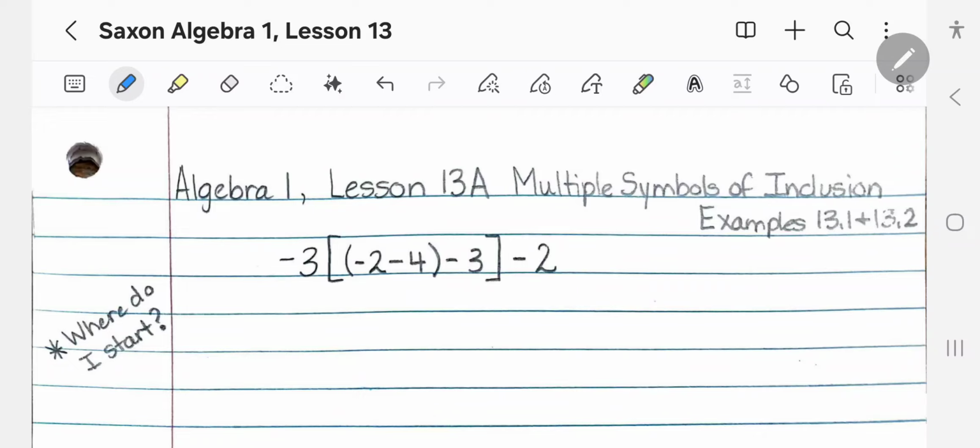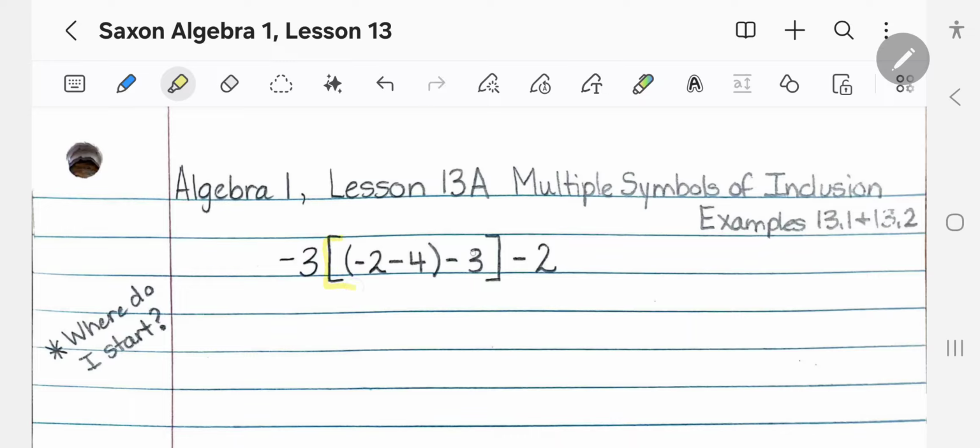For the first problem that we're going to look at, you can see that we've got parentheses, so those are symbols of inclusion, and we've also got brackets. So when you have more than one set of symbols of inclusion, where do you start? Well, you start on the inside, as far on the inside as you can go, okay?